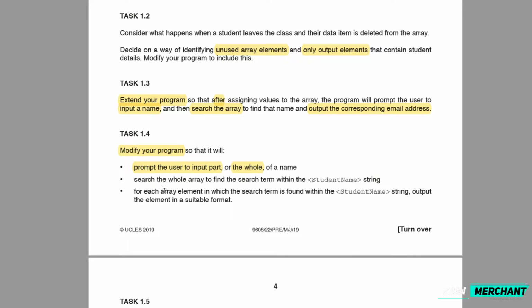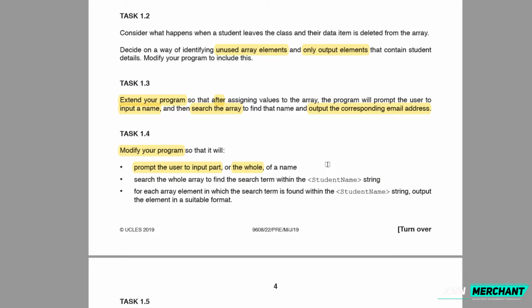Same as before, for each array element in which the search term is found within the student name string, output the element in a suitable format. So what we need to do is just output the email of the corresponding name that we have, and the input can now also be a part or a substring of the name.